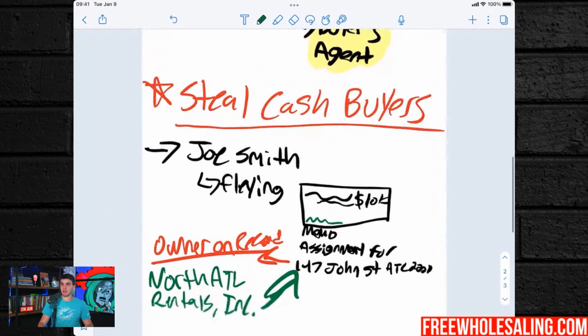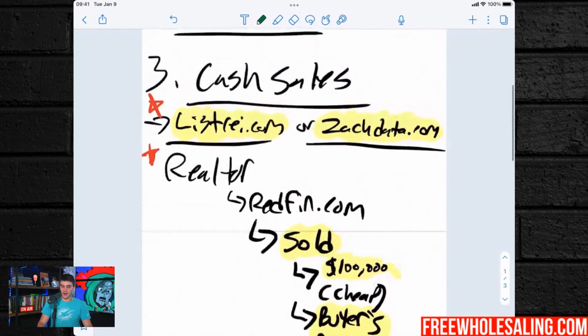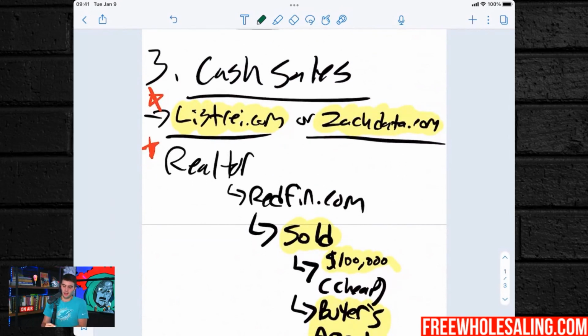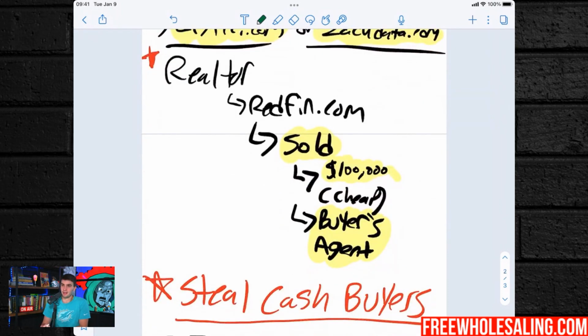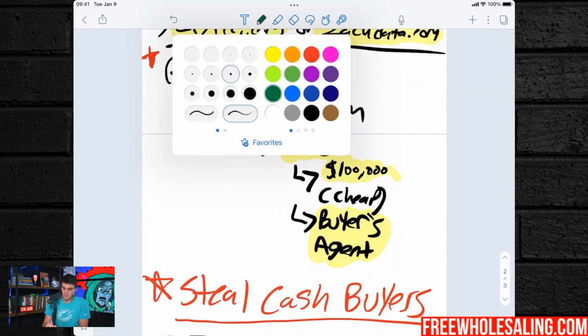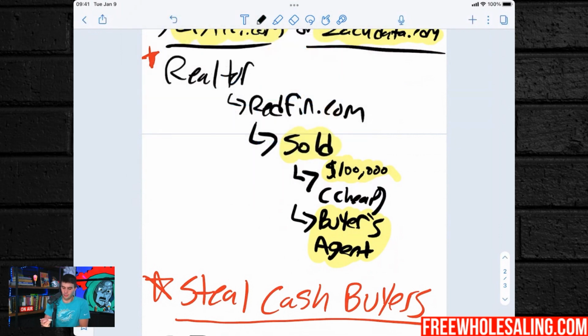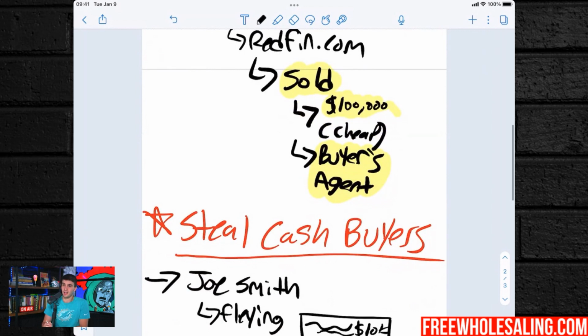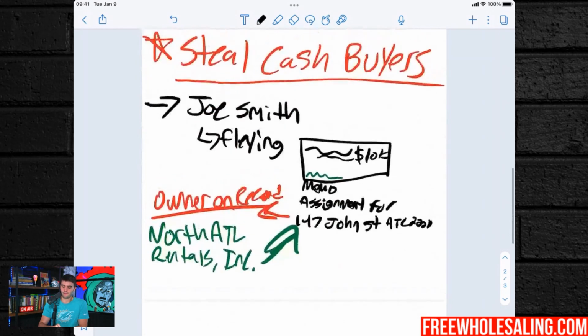So just really quick again, guys. How do you deal with the cash sales correctly? You go either to listarea.com or zacday.com, actually pull it, skip trace, call it. Or you go from realtors, to realtor.com, redfin.com. Just get the solds, the cheap real estate in your market. If I'm in California, maybe 250 is the cheap real estate. Go to the buyer's agents, and you can cold call them from there.